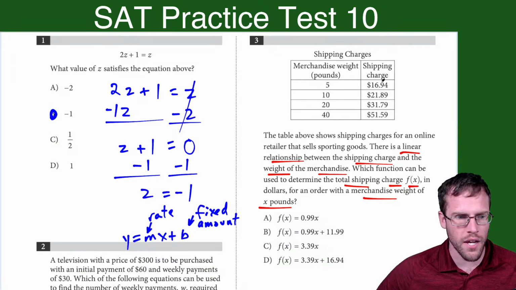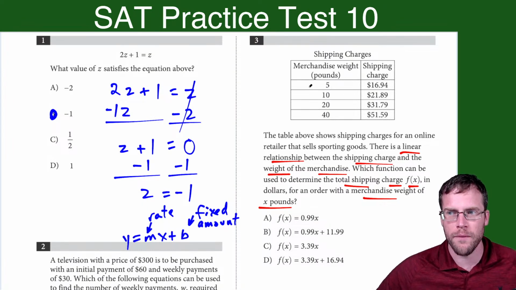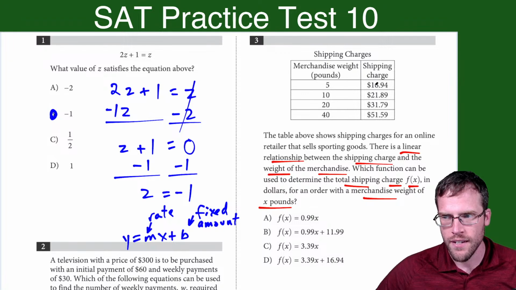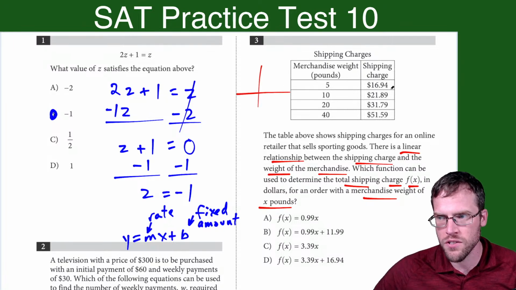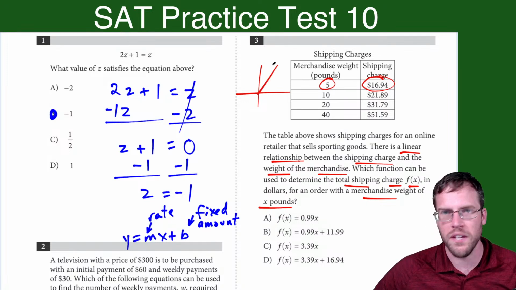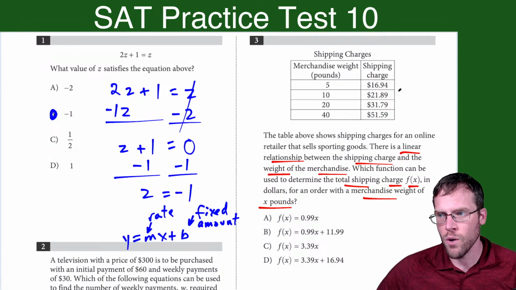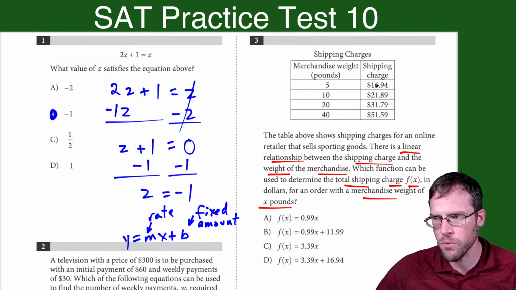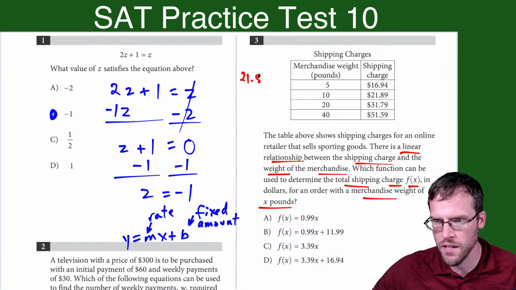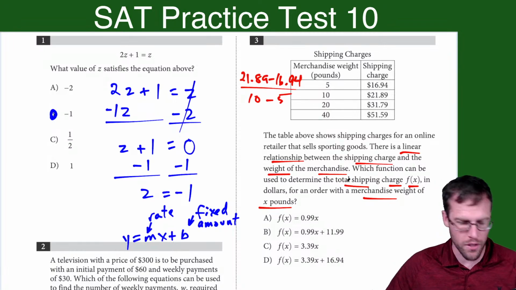So I wouldn't just say 1694 divided by 5. I'm not just doing that because, once again, if I were to just divide this by this, then this would be assuming it's direct, that it's coming right out of the origin. But that's not the case here. So what I would do is just find the slope between these 2 points. Like, let's say here I'm doing 2189 minus 1694, and I'm dividing by 10 minus 5. Okay, and I don't get a calculator.